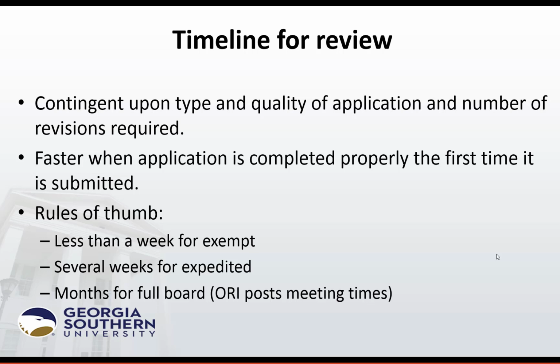Please note that the review times are contingent upon the type and the quality of the application and the number of revisions required. The review process is typically faster when an application is completed properly the first time it is submitted. It is also a good idea for researchers to respond quickly to review requests. Just to review a few rules of thumb, typically it takes about a week for an exempt review, several weeks for an expedited review, and a month or more for full board review. I hope this helps you to understand the various aspects of the IRB application as well as the review process.